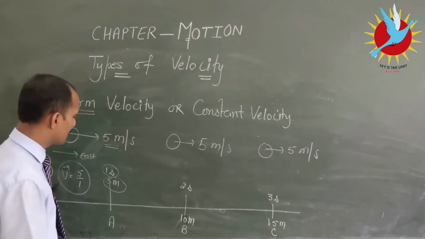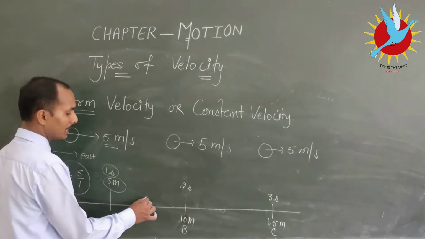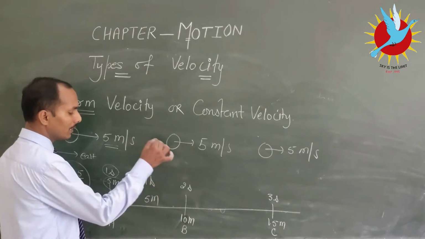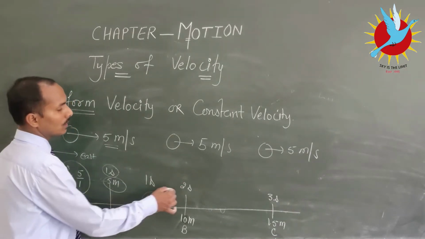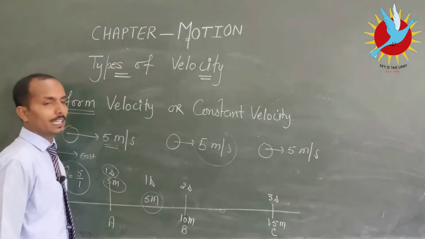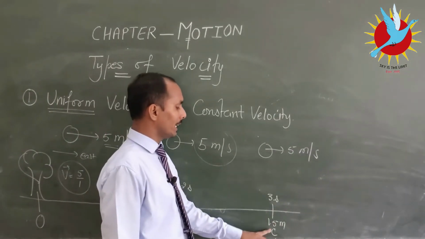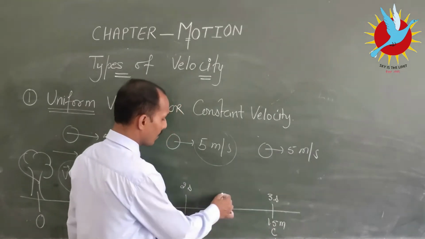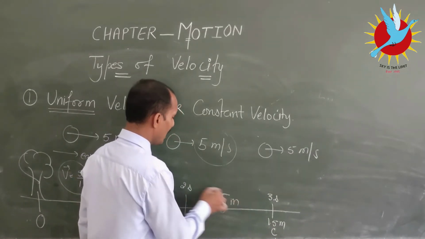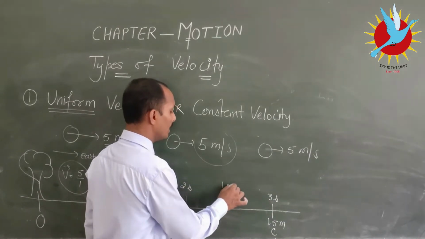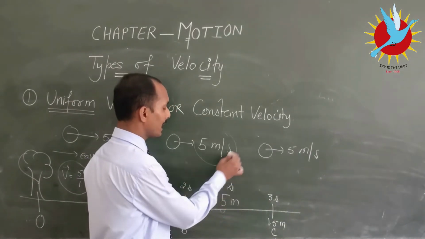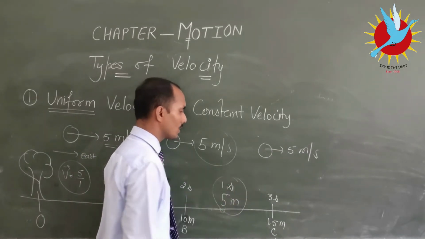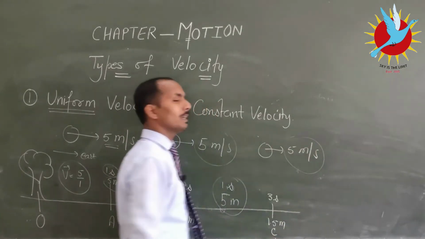Then again from 5 to 10, the displacement is again 5 meters and the time is 1 second, so its velocity is again 5 meters per second. After 3 seconds it has covered 15 meters, so the displacement is 15 minus 10, 5 meters, and the time interval is 3 minus 2, 1 second. So you again get a velocity of 5 meters per second.